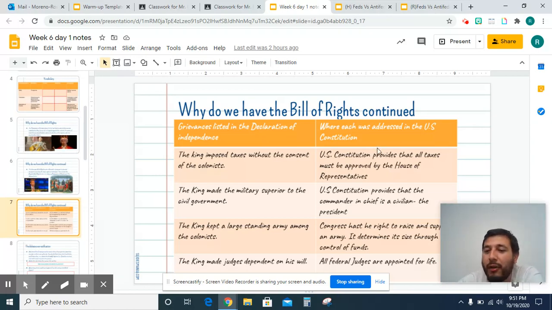And so that's why the Constitution says, okay, you are the guys that are going to decide how we spend our money. Okay, the next one. The king made the military superior to the civil government. So he stationed troops. If you remember from the Boston Tea Party and the Boston Massacre, they were having soldiers just there, okay, occupying the cities.